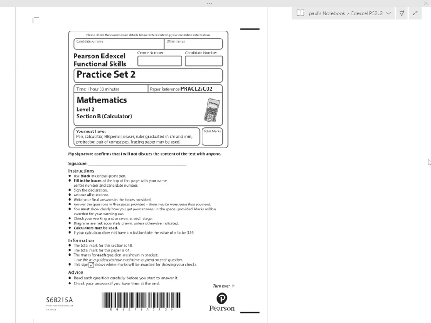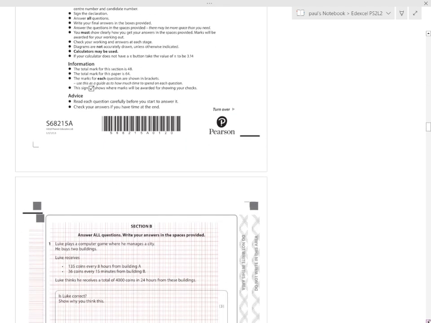Right, here's the other half of this one. Section B, calculator for this practice Edexcel paper. So let's go through this one, see what we can make of this. Right, it's going to be more tricky, yeah?